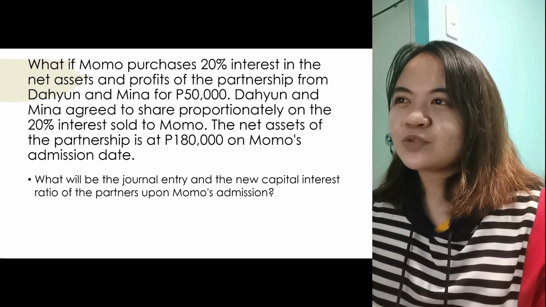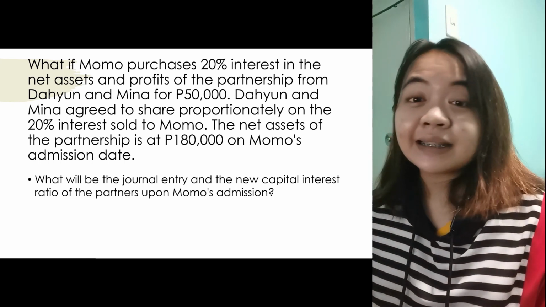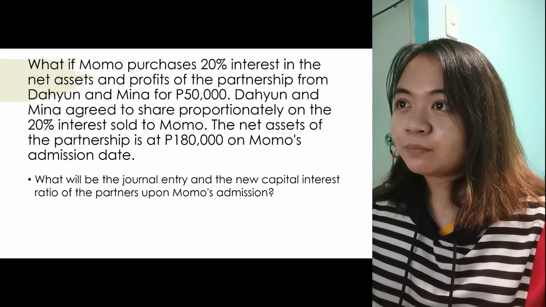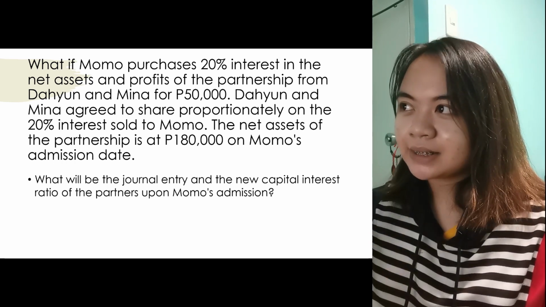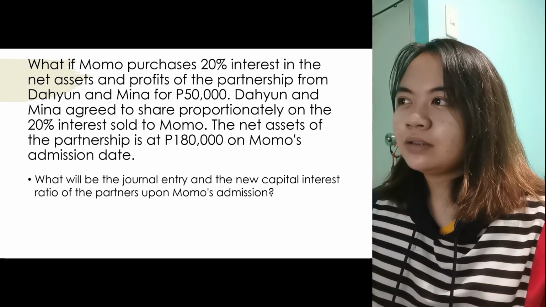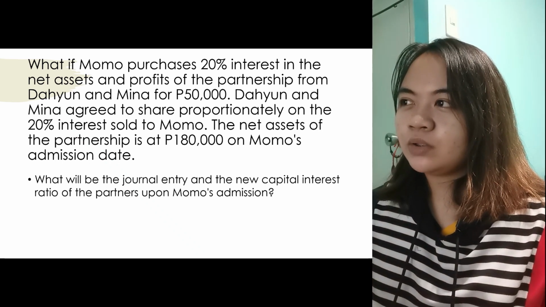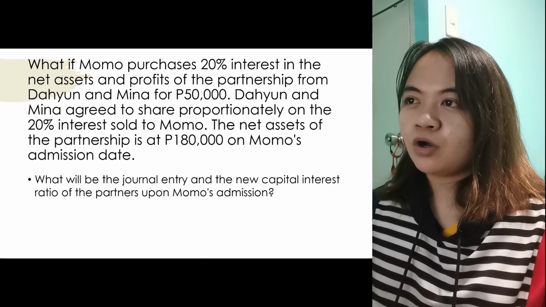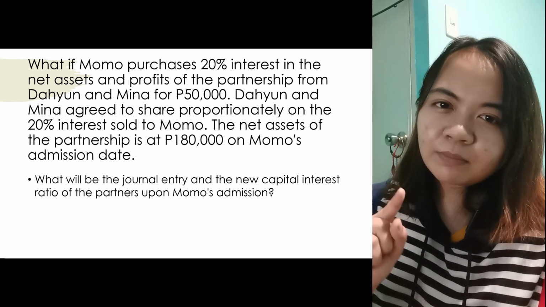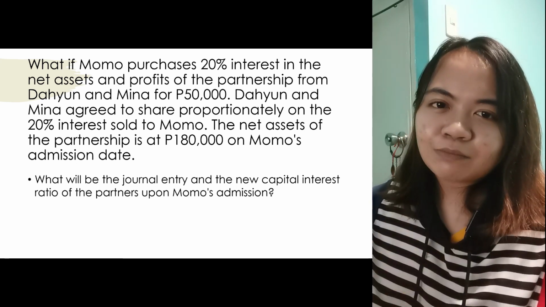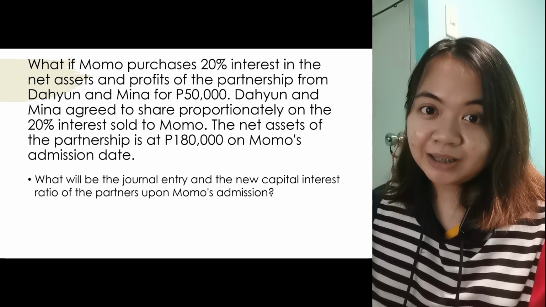Next, scenario. Ang dami ng scenario. What if Momo purchases 20% interest in the net assets and profits of the partnership from Dayon and Mina for 50,000? So, dalawa lang yung binilhan niya, si Dayon at si Mina. Dayon and Mina agreed to share proportionately on the 20% interest sold to Momo. The net assets of the partnership is at 180,000 on Momo's admission day. So, ito naman, 20% interest in the net assets and profits of the partnership from Dayon and Mina.